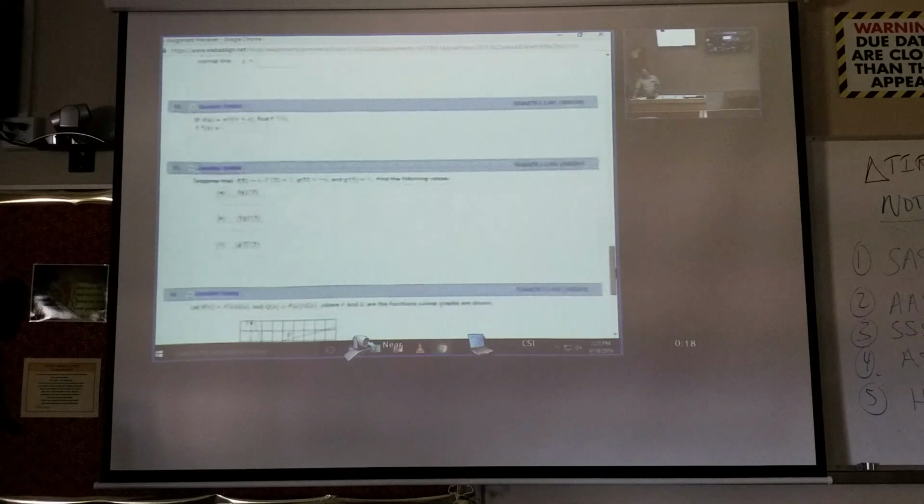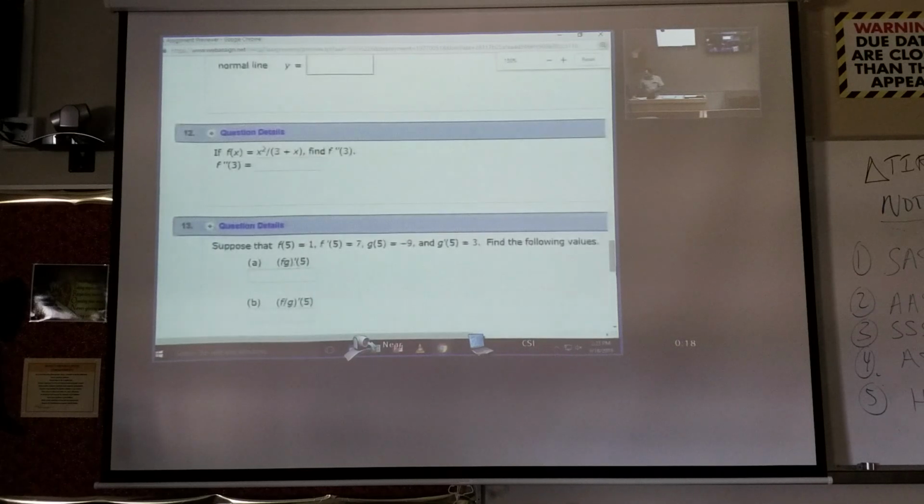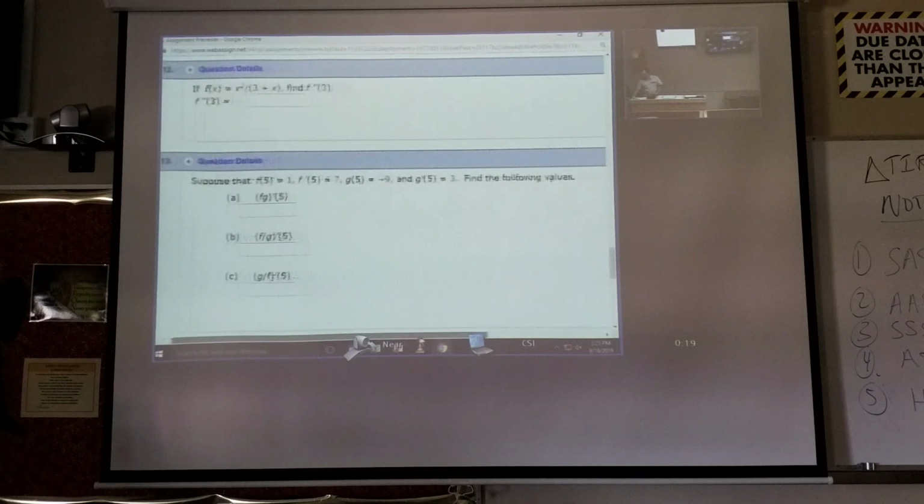Let's take a look at number 13, just quickly. So I'm just going to bring this one up. Here's number 13. There are a couple different things here, and I would like to focus more on the quotient rule at this moment than the product rule. So it's either B or C.